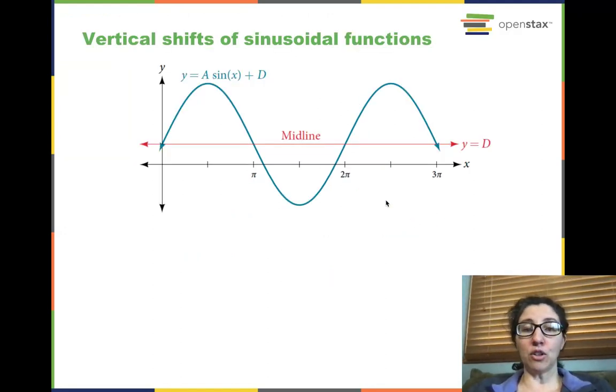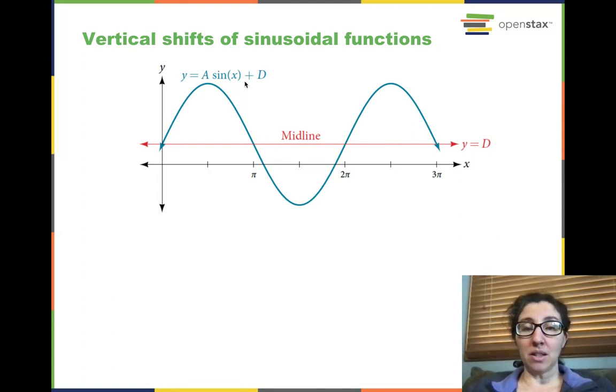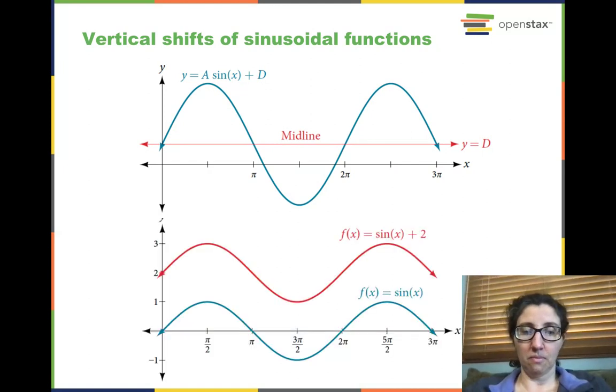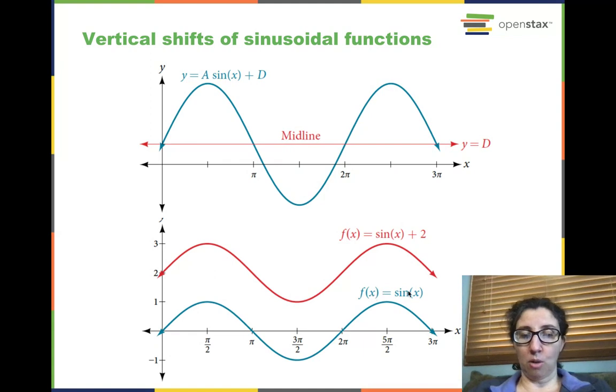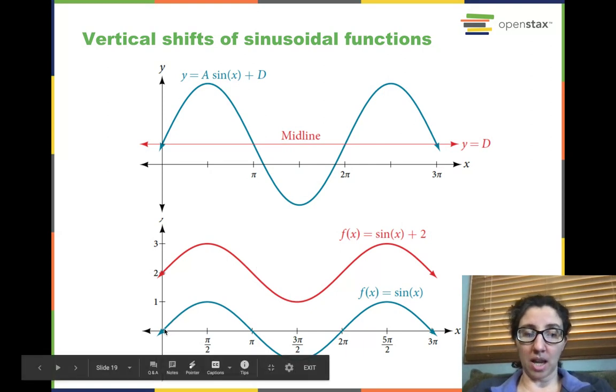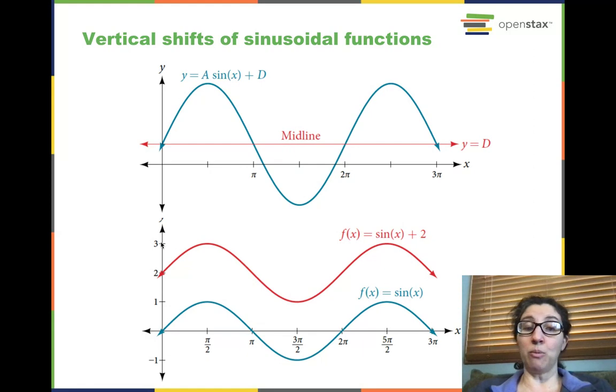All right, vertical shifts. For a vertical shift, we have a plus d here at the end. It shifts the midline, right? It just makes the whole graph go up or down. So this would be our blue. Here's just sine x. Here's sine x plus 2, right? So the whole midline shifts up by 2, and the amplitude doesn't change, right? From there, we go up 1 and down 1. So up to 3 and down to 1, right?